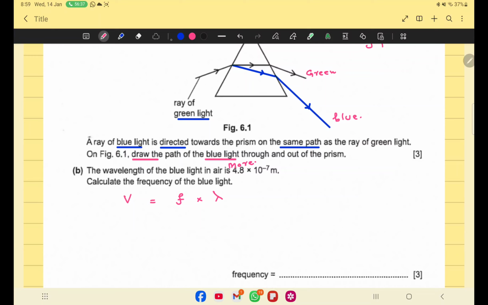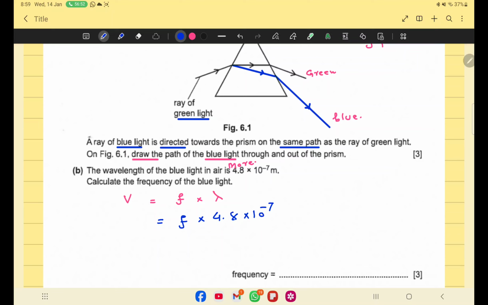Okay. And now I'm solving this question. This is a very basic formula. V is equal to F lambda. In this question, frequency we have to calculate. Wavelength is 4.8 exponent minus 7.